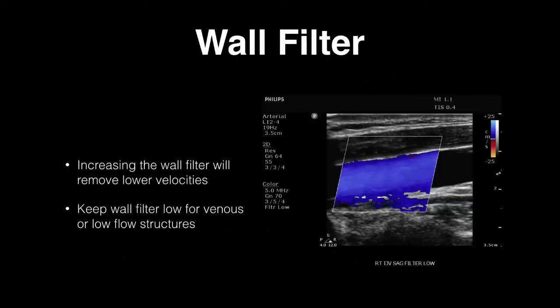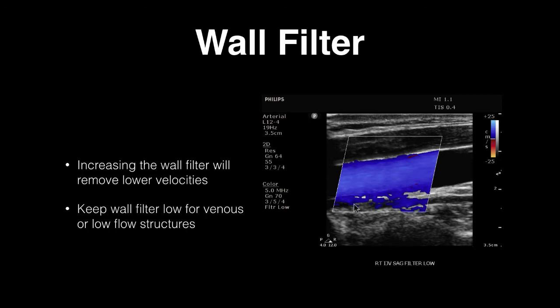Wall filter is another important control to keep in mind. By increasing the wall filter, you're going to remove the lower velocity signals. So if you're dealing with a low flow structure or venous structure, you want to keep the wall filter low. And here's an example of a sagittal view of the internal jugular vein with the wall filter set low.